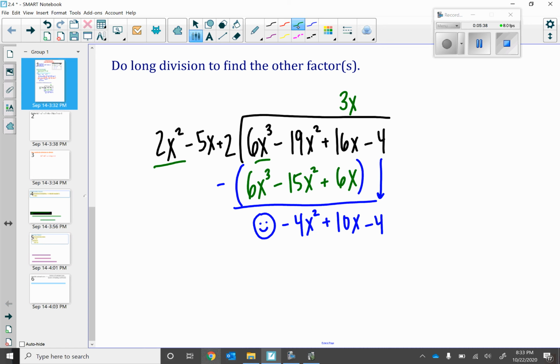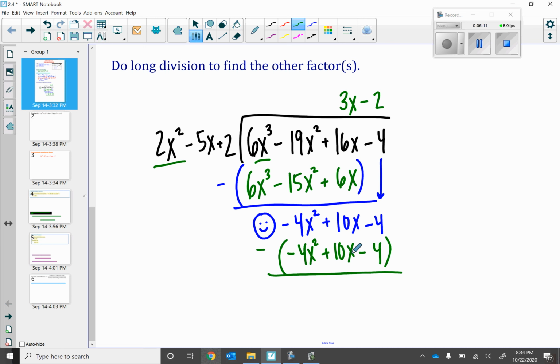So I ask myself the same question. How do I get from 2x squared to negative 4x squared? I'm going to multiply that by a negative 2. Negative 2 times 2x squared is a negative 4x squared. Negative 2 times a negative 5x is a positive 10x. And negative 2 times a positive 2 is a negative 4. And notice this entire thing, when we subtract it, each of those terms cancels out, right? Negative 4x squared and positive 4x squared, those are going to cancel.